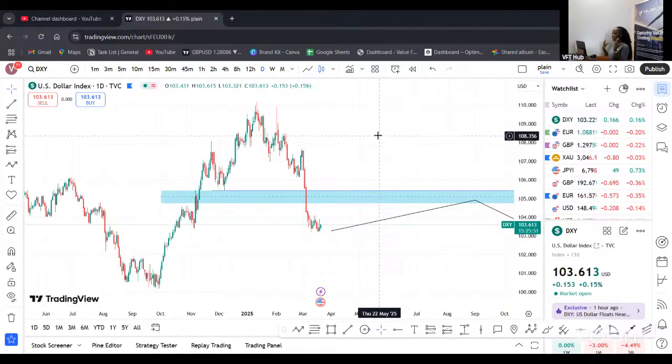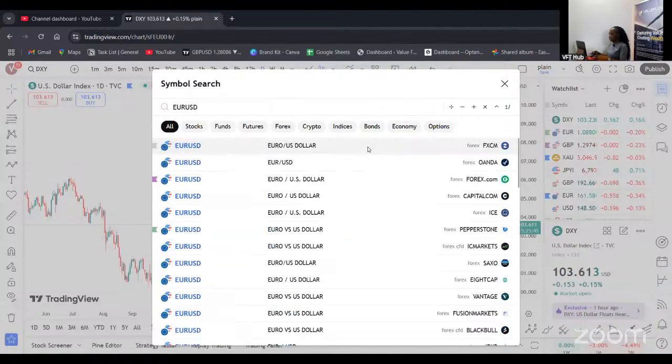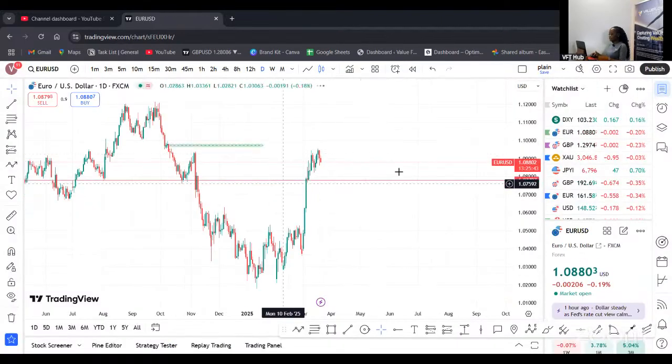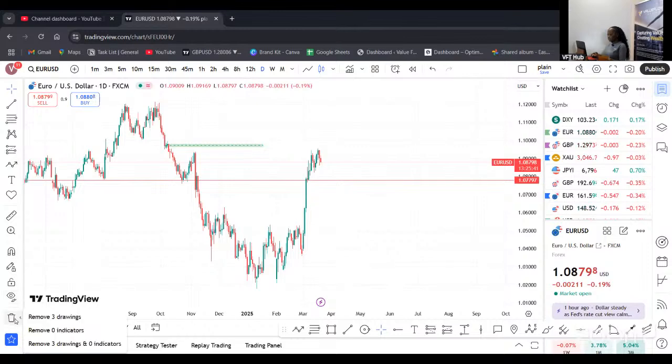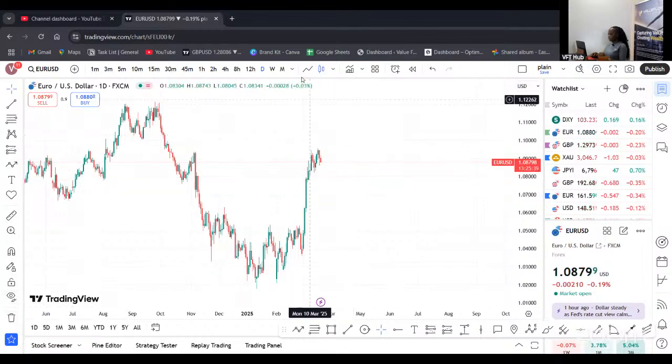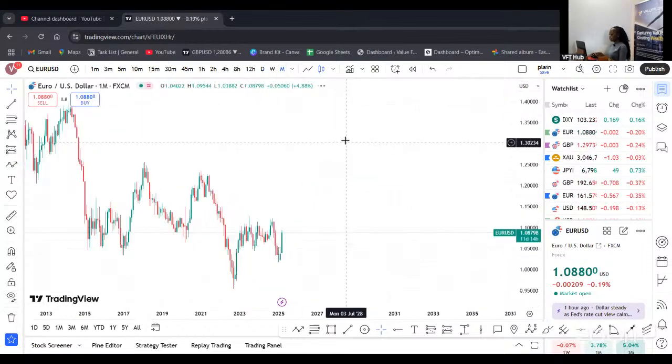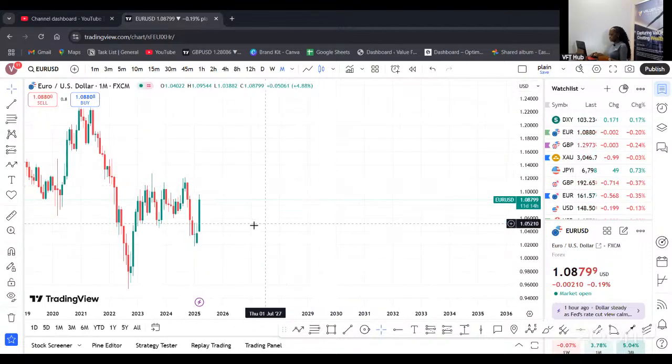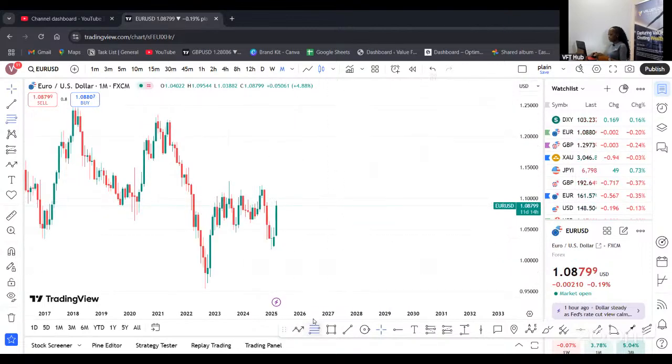So now that I have this bigger time frame perspective of where I think the dollar is going, I am going to go ahead and quickly look at Euro USD because I have my eyes on Euro USD today. So I'm just going to go ahead and remove all the diagrams so we can start from the top. On the monthly time frame, go ahead and mark out this.